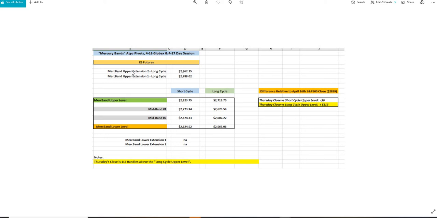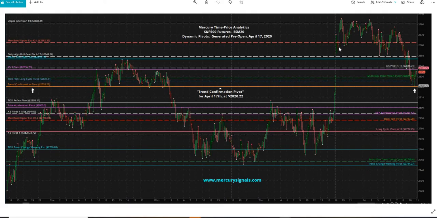Now, notice where the Mercury band upper extension is, 2862.35. Remember that price, 2862.35. What was the Globex open that evening? 2863. Less than 3 ticks from this price. That's where it opened. You can see it right there.